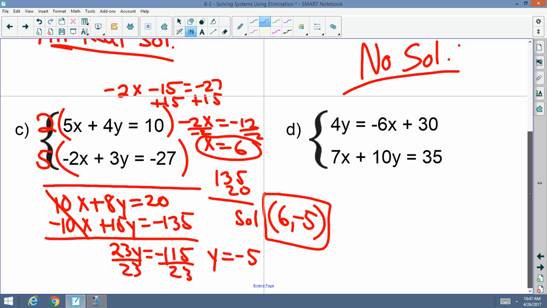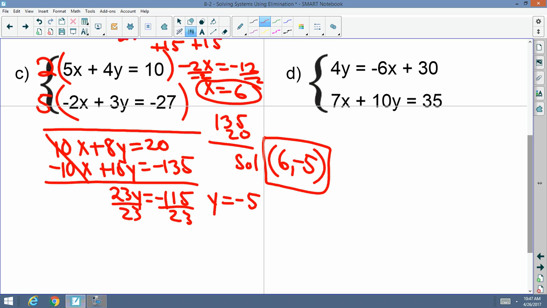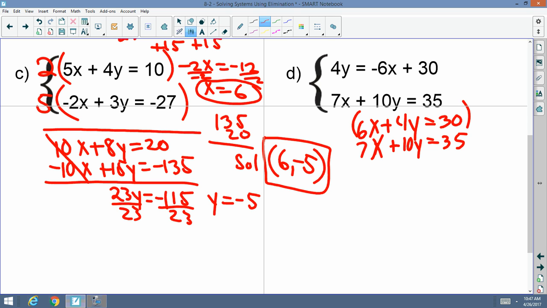Okay, last but not least, what do I have to do here first, guys? Thank you. Very good. I first have to add 6x, guys, because I want to line up the x's and the y's when I'm doing elimination, okay? So this is really going to be 6x plus 4y equals 30, and then 7x plus 10y equals 35. Who do you want to get rid of? I would have done the y as well. What do you want to multiply this top one by? What do you want to multiply the bottom one by? Okay, you want to multiply the top by 10, and the bottom has to be multiplied by negative 4.